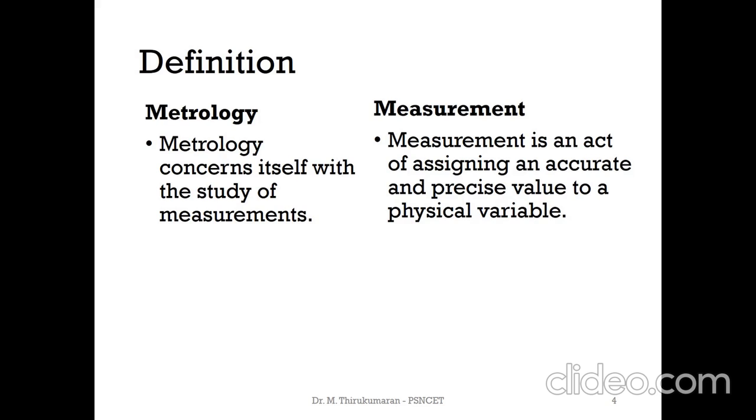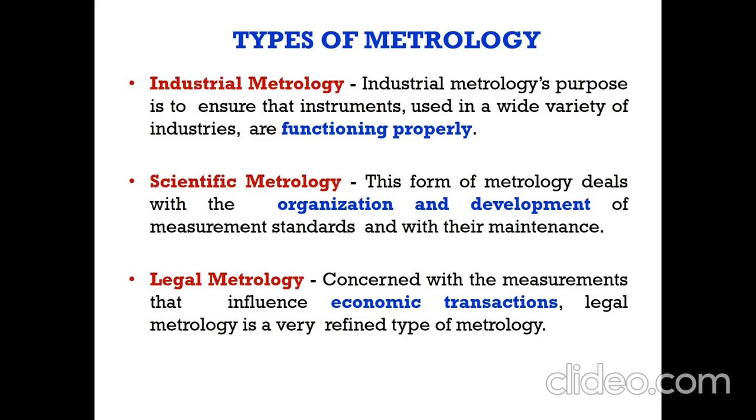Next, we are going to see the types of metrology. Basically, there are three categories. First one, industrial metrology, second one, scientific metrology, and third one, legal metrology. So what is industrial metrology? Industrial metrology's purpose is to ensure that instruments used in a wide variety of industries are functioning properly. Next, scientific metrology. This form of metrology deals with the organization and development of measurement standards and with their maintenance.